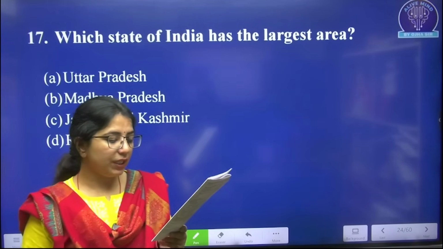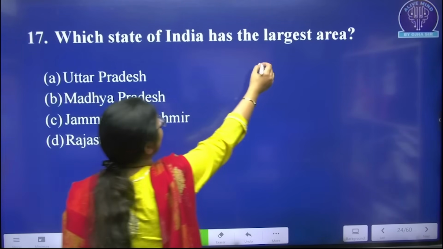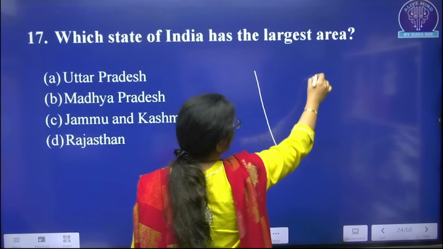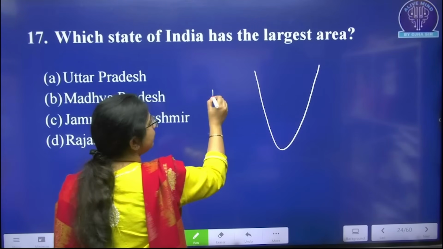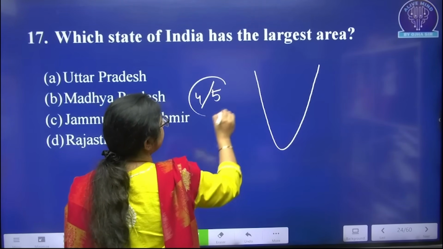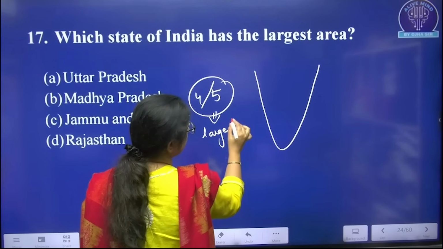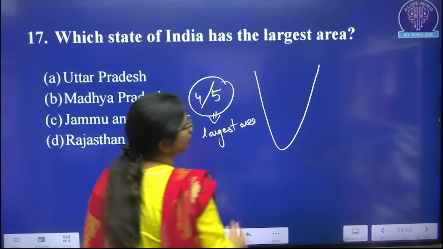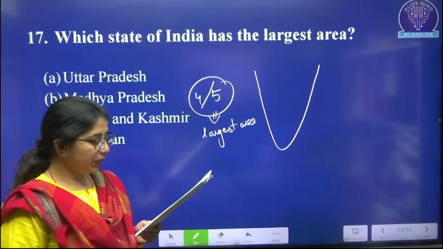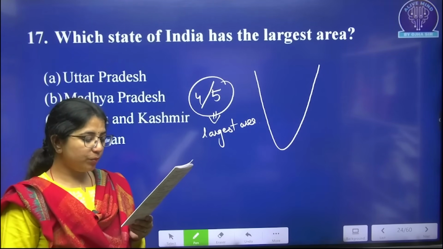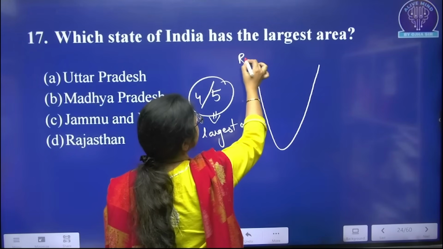Then is question number 17. Which state of India has the largest area? See, you don't need to mug up all the states. You just need to know the first 4 or 5 states with the largest area. The options given are UP, MP, Jammu Kashmir and Rajasthan. And the answer is number 1, Rajasthan.